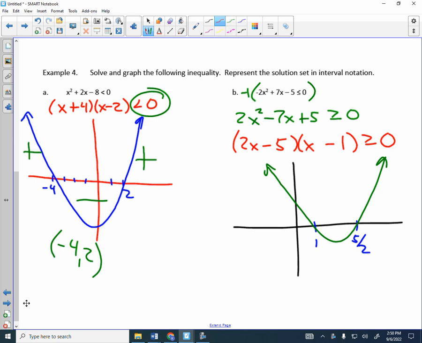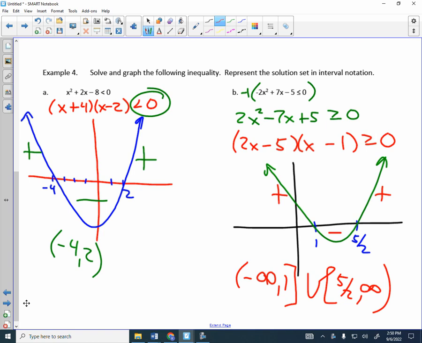And we already talked about it: it's positive where it's above, it's negative where it's below. Are you wondering where this one is above or where it's below? Above. And that would be from negative infinity to 1, bracket, because we have the equal sign, union with 5 halves to infinity. Good job.